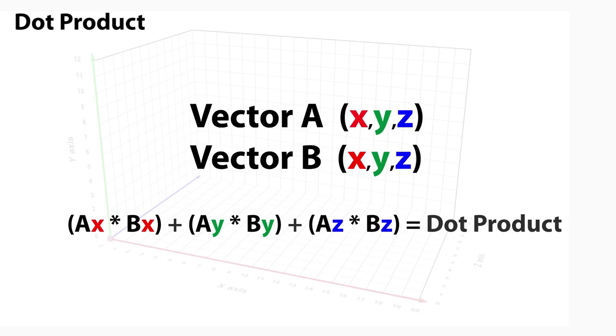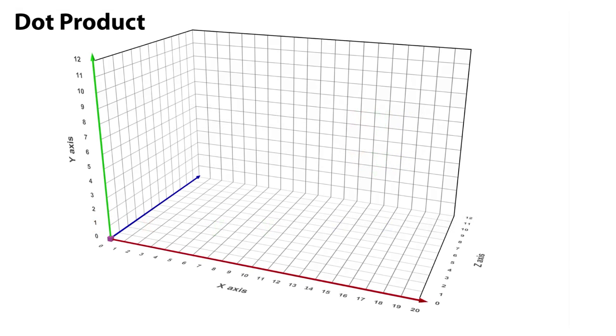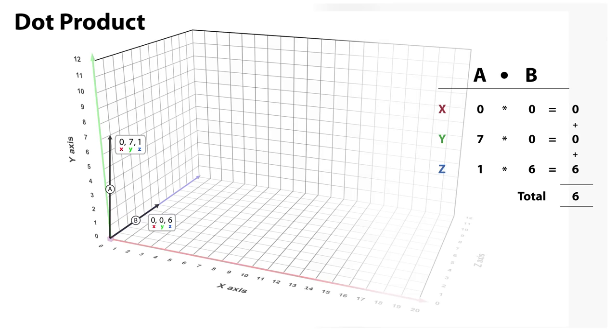With this product, you can find out information about the two vectors you've specified. One example of this is finding out whether the two vectors are perpendicular to one another. If the dot product of two vectors equals 0, the vectors are perpendicular. In this example, we have two vectors, a and b. Vector a is 0, 7, 1. b is 0, 0, 6.